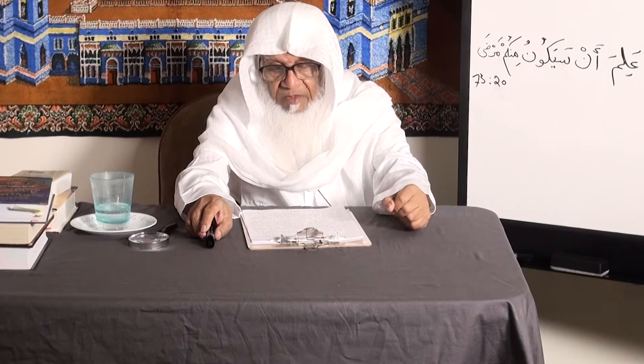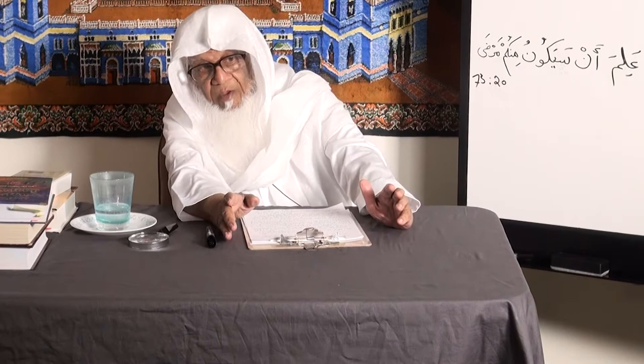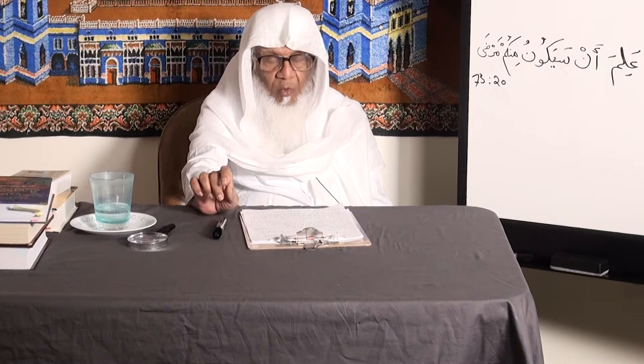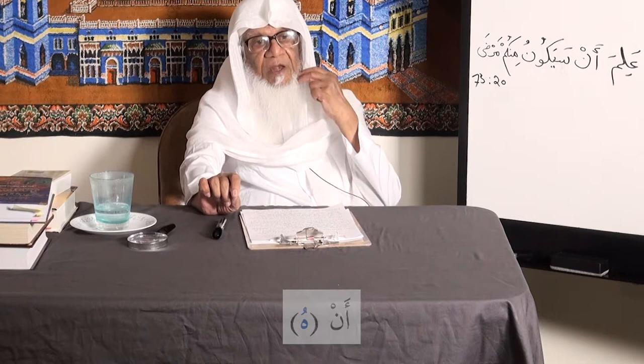If an is lightened, what happens? It can be used in a verbal sentence or a nominal sentence. Jumla ismiya and jumla failiya, both can come after an. And what happens to its ism? Its ism in this case is always dhamir ash-sha'n, anhu, and this dhamir ash-sha'n is also omitted. It does not remain. If you want to know the ism of an al-mukhaffafa, its ism is hu, which is dhamir ash-sha'n, and it is always omitted.